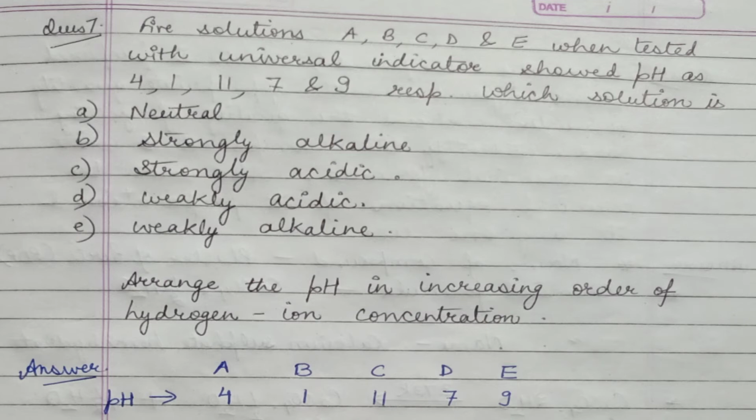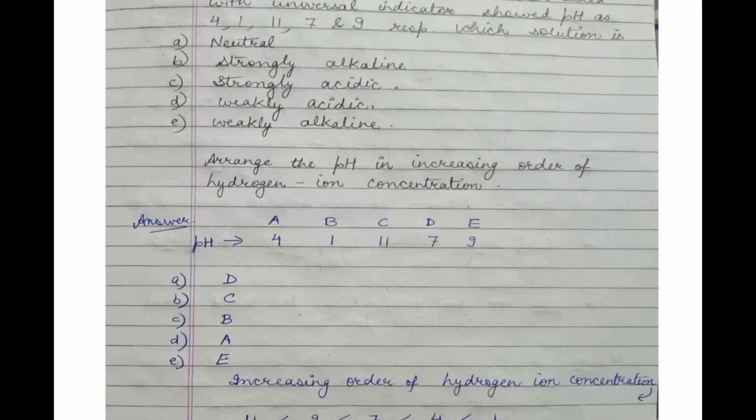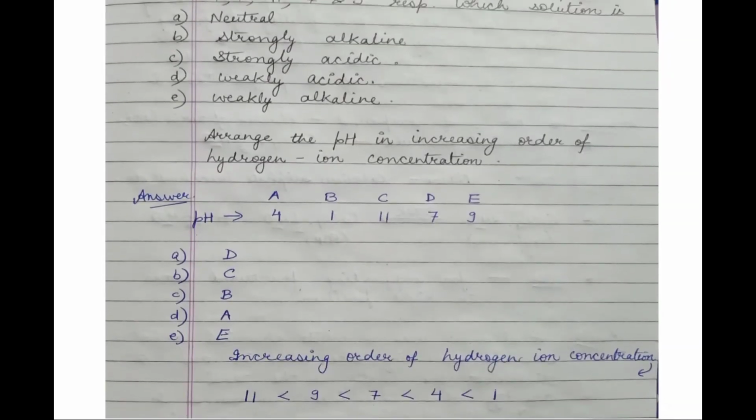Arrange the pH in increasing order of hydrogen ion concentration. Please be concentrated on questions, because most of the students may skip this question. They will think that this is just a part of a question statement and nothing specifically separately has been asked, but this is another part of question. Fine, so read the questions carefully. Now for attempting the answers, we will write A, B, C, D and E with their respective pH, so that we can attempt the questions easily.